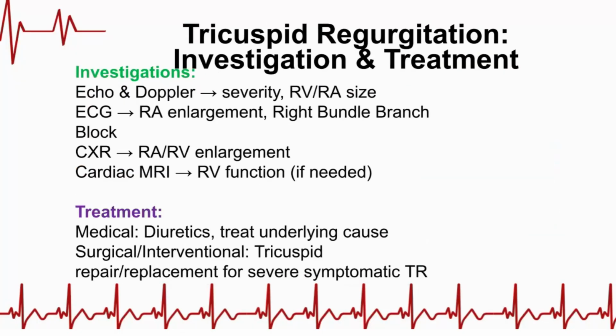Once again, in terms of investigations, we do an echo. You do your basic examinations like ECGs and chest X-ray. Something to note with the ECG is that this patient may have a right bundle branch block that you can see in the ECG. From that, this patient may go into AF. But these are just basic examinations to do.